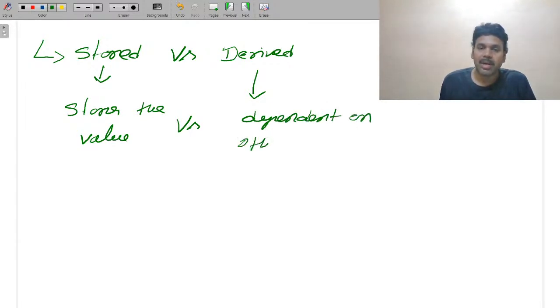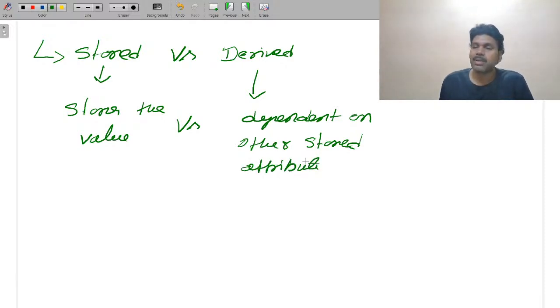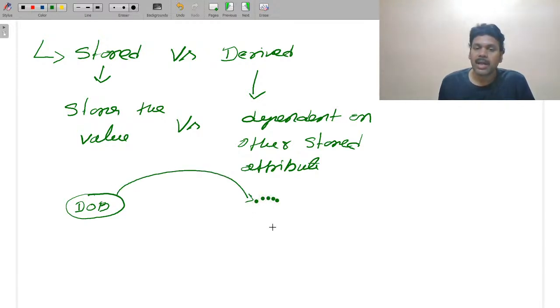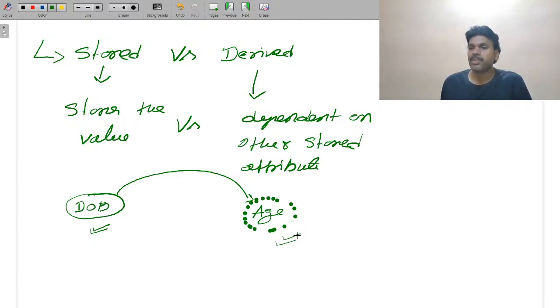Dependent on other stored attribute. Therefore, what is a real-time example? All textbooks speak like this only. If I know my date of birth, then you do not maintain age separately. So your derived attribute is in the form of a dotted circle like this. Then I will get the age. So this is your stored attribute. This is your derived attribute.